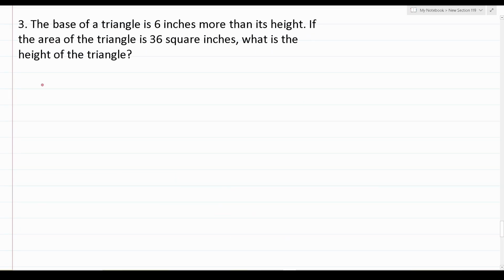So number 3 says the base of a triangle is 6 inches more than its height. If the area of a triangle is 36 square inches, what is the height of the triangle? So it should be pretty clear that at some point we're going to have to use the area formula to figure this one out. And to find the area of a triangle, it's 1/2 base times height. So let's go ahead and just jot that down from the get-go.